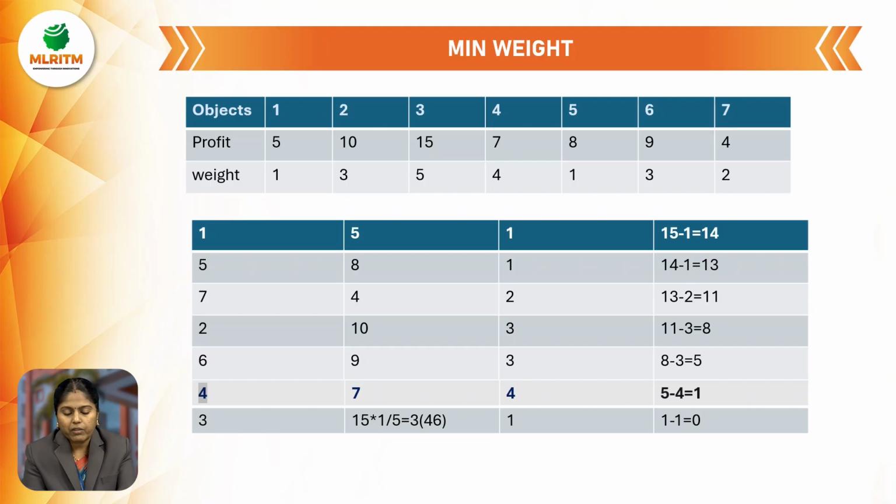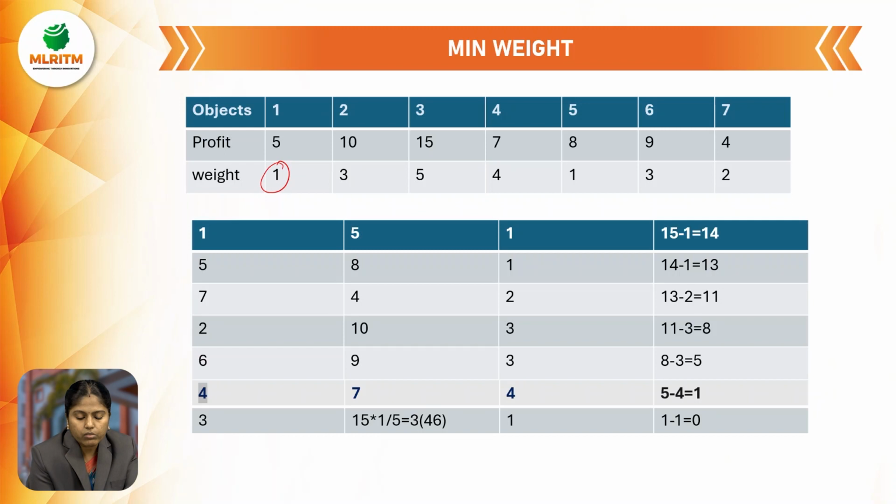See, in this minimum weight, first we have to check what is the minimum weight in this particular table. Here, what is the minimum weight? Suppose there are two items with the same weight, you just take one and then go for the next one. Here one is having 1, here also one is having 1. So I am taking this 1, and the minimum weight is 1.